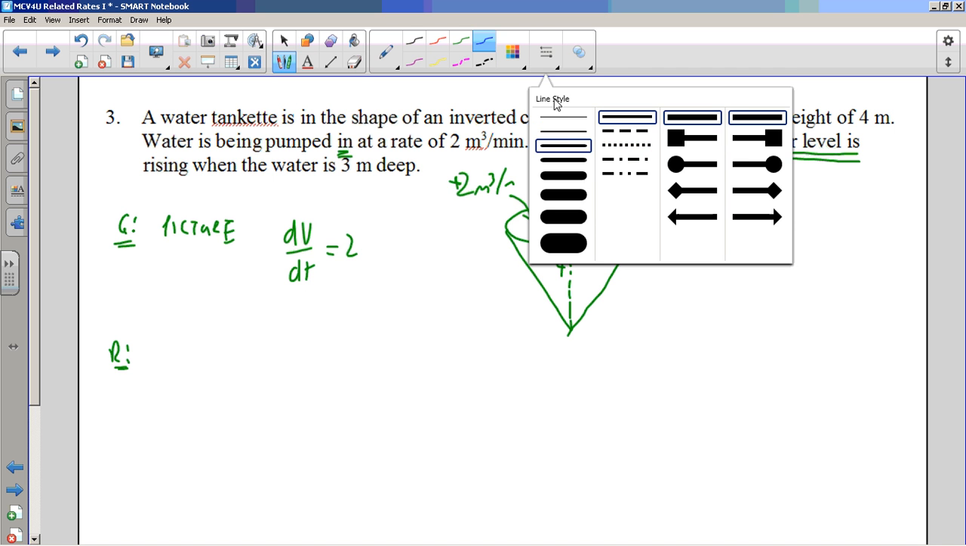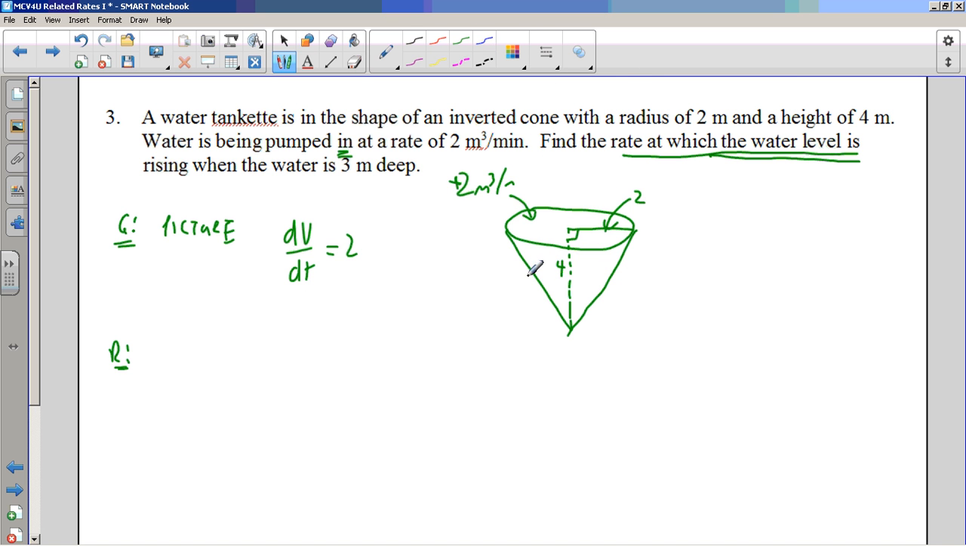I want to know the rate at which the water level is rising. So at any point, the water is going to be sort of here, right? And there's going to be the height of the water, that's going to be h there, and then this is kind of going to be the radius of the water, r. You see that? And both of them are changing.